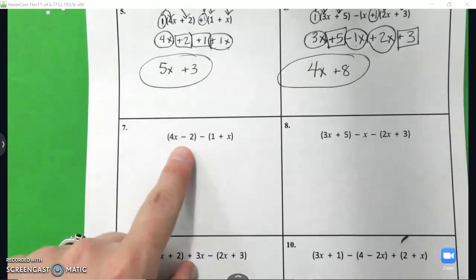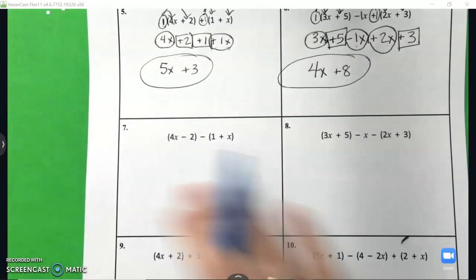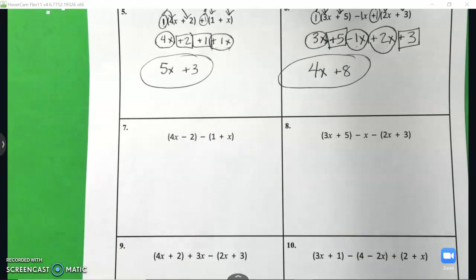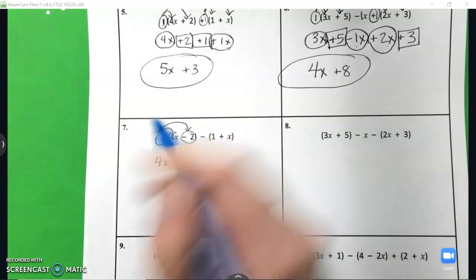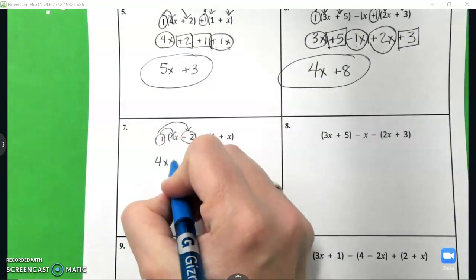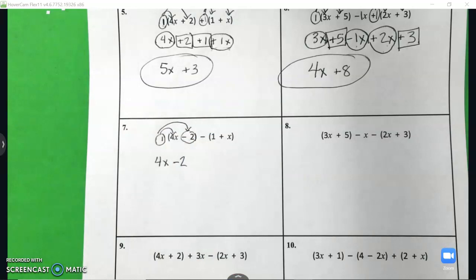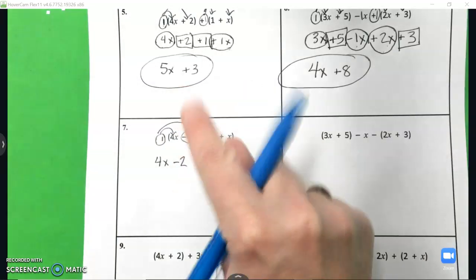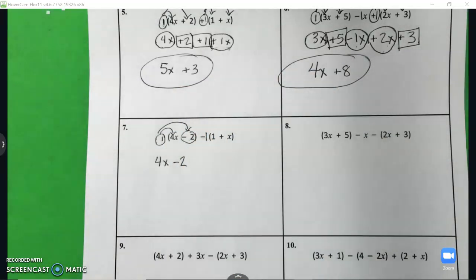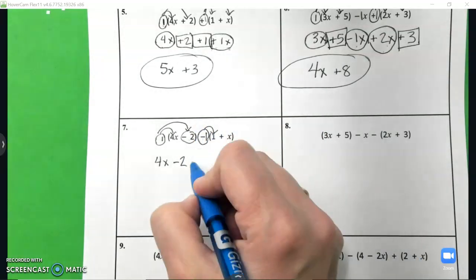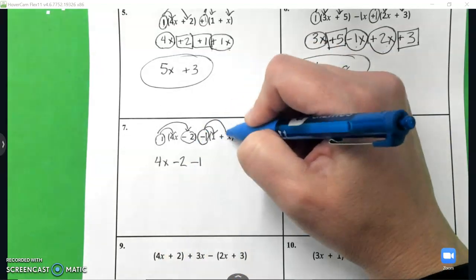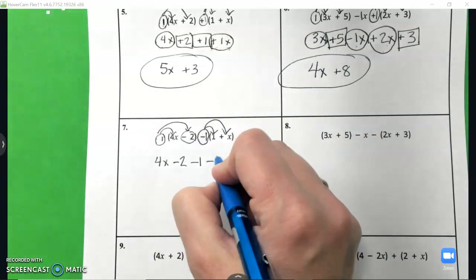All right, looking down here at the next one, we've got some minus signs in there, so we've got to make sure we're watching our negatives. Put a 1 in here. 1 times 4x is going to be 4x. And 1 times negative 2 is going to be negative 2. Now in front of this parentheses, we have a minus sign, so we remember we're going to make that 1. It'll be negative 1 times 1 will be negative 1. And negative 1 times x will be negative 1x.